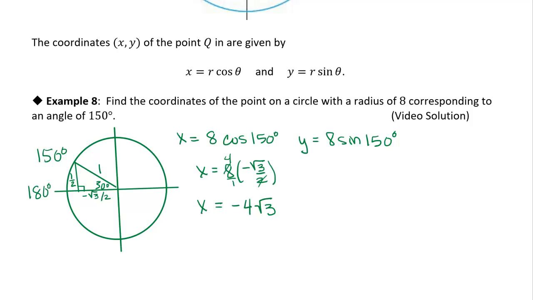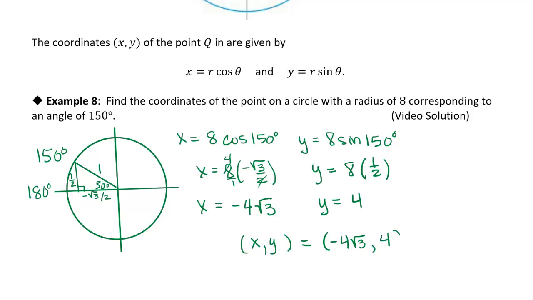All right, now the y coordinate. So the radius is 8, and the sine of 150 degrees is a positive 1/2. So just take 8 times a half, and we get y is equal to 4. All right, so my final answer, let's write it as a coordinate pair. So x comma y is going to be negative 4 times the square root of 3, and the y coordinate is 4.